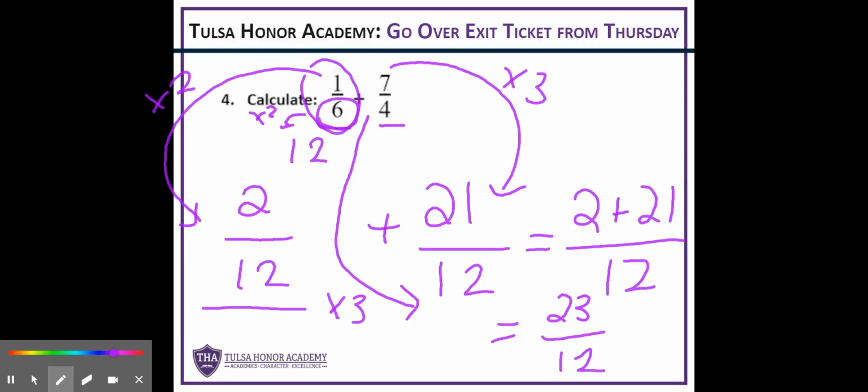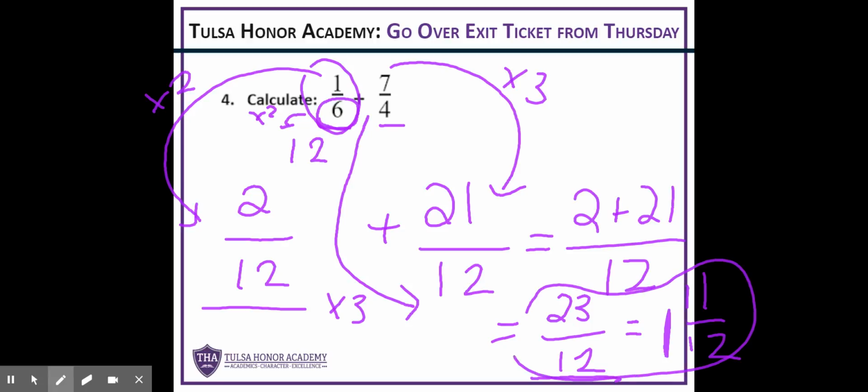I would have accepted this answer. So if you put 23 over 12 yesterday, you're correct. Or you can also take one whole out, and then that would leave 11 twelfths left. So either of these would have been correct.